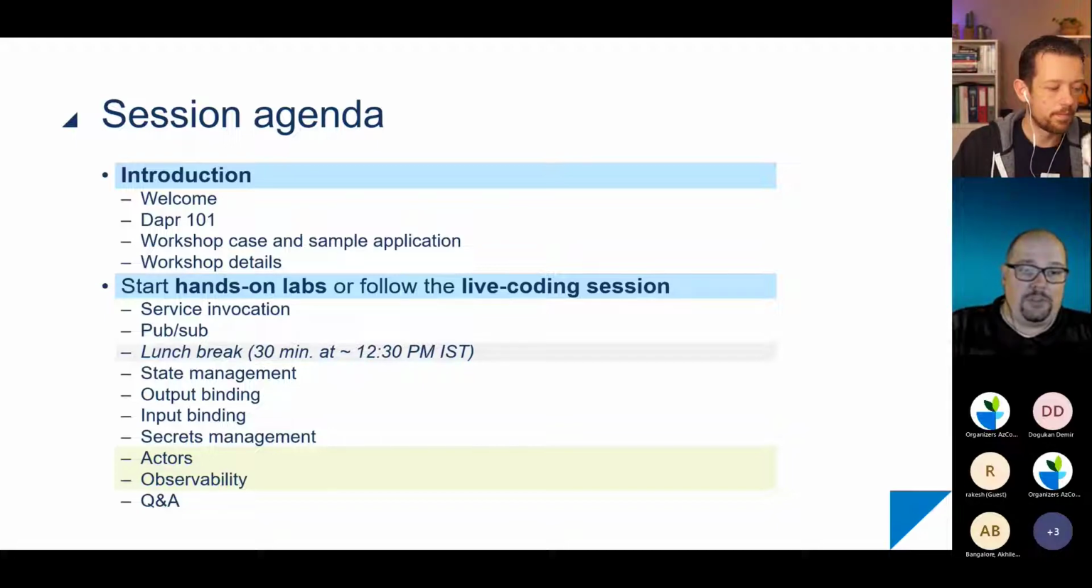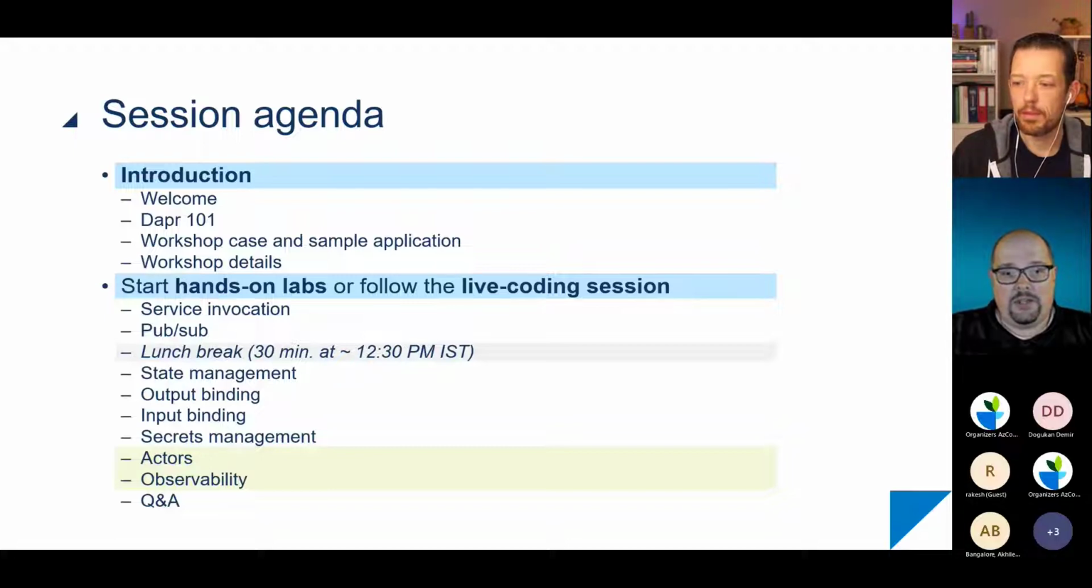And then we will go into several sessions in which we will introduce all the Dapr building blocks. At around 12:30 Indian time, we will have a lunch break of around 30 minutes, and then we will go on. At the end of the session, we will have two modules, or two topics, that are basically extra when it comes to the workshop. Those are not in the hands-on instructions, and that's about actors and observability. And then we want to have some time at the end to do a Q&A.